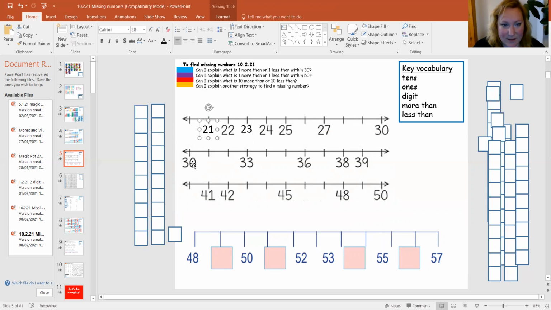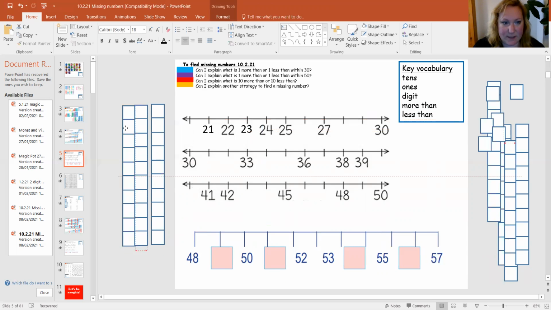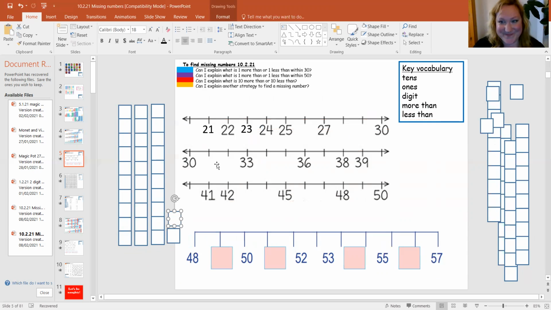Let's go on here. Well, this one starts with a 30. So if I make 10, 20, 30, what's 1 more going to be? 31. And then what's 1 more than that going to be? 32. Let's just check how I would write those. 31 here. Excellent. And then I'm going to have a go at writing 32.